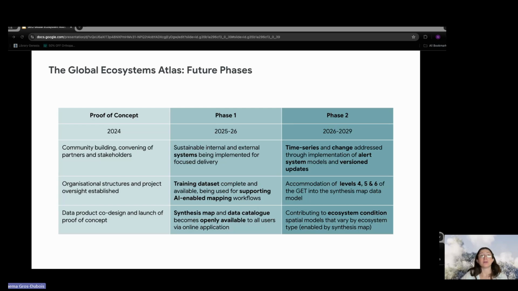And hopefully we're hoping to finish in the next year, where we'll move on to phase 2, which is then more sophisticated monitoring tools such as time series and change alert tools, as well as mapping to finer thematic resolution, so looking at going to level 4, 5, and 6 of the typology, and also start looking into ecosystem condition spatial models, which can also vary by ecosystem type. So lots of work already done, but still lots to go.